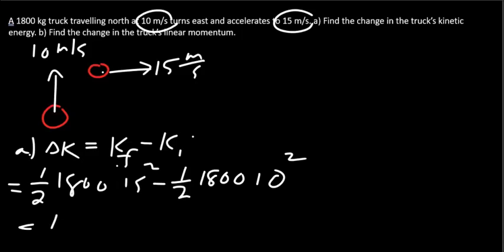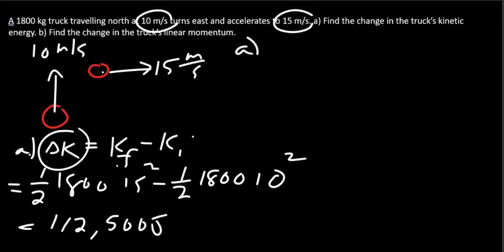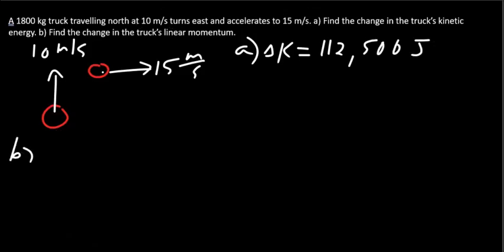And that's going to give you 112,500 joules in the change of kinetic energy. So part A, the answer is 112,500 joules. Now let's try to calculate the change in the truck's linear momentum.